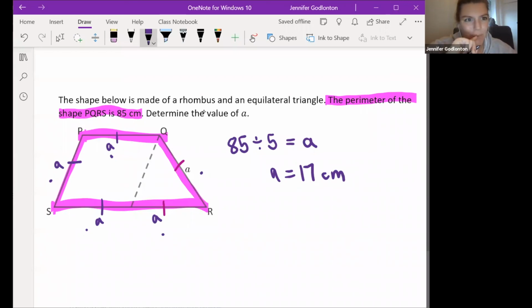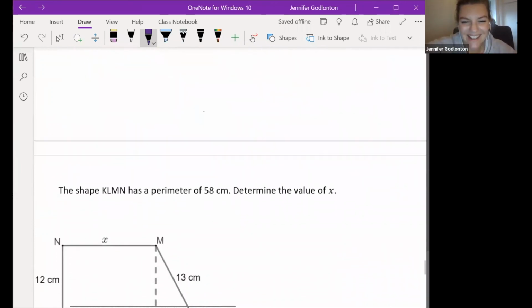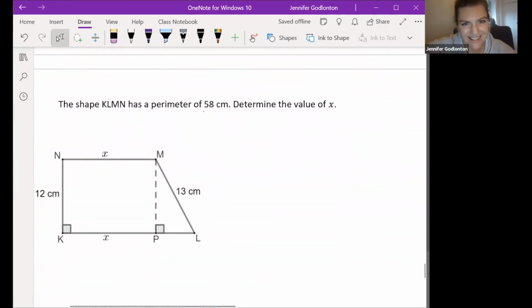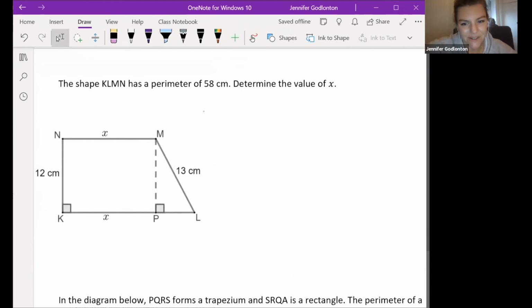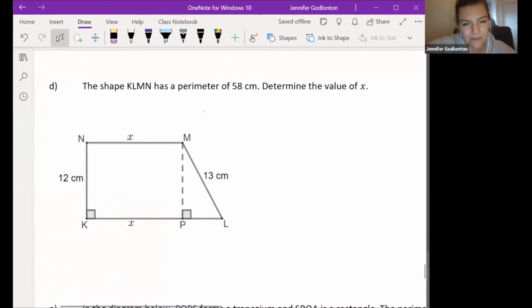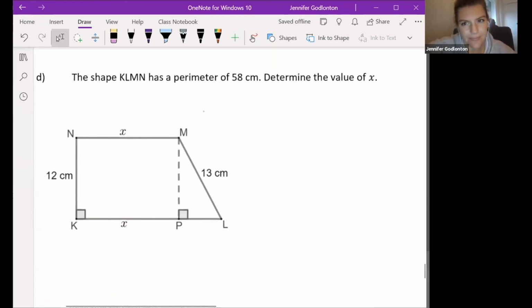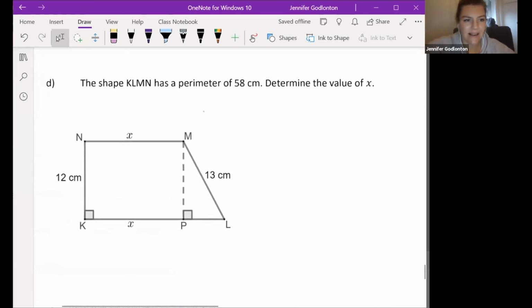Let's try one more. I'm trying to make you fail. I'm trying to make you think. Okay. This one requires bringing together other knowledge that we've done. So we're needing to bring in ideas of Pythagoras, and then we also need to bring in the concept of something that we've just done now. And I want to know what the value of x is.